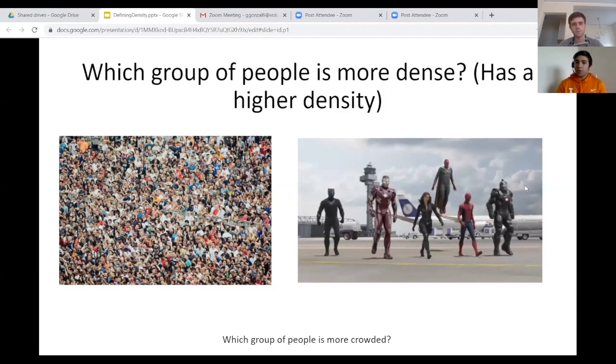So let's do another example. Which group of people is more dense or has a higher density? Wow, I really like those superheroes. That was a really good movie. I'm back to the more crowded point. I think the picture on the left is much more crowded. I mean, they don't have any personal space. So I would say the object on the left has a higher density. And that's exactly right. So you can also think of it as which group of people is more crowded. And that's the one on the left. So the one on the left has a higher density.